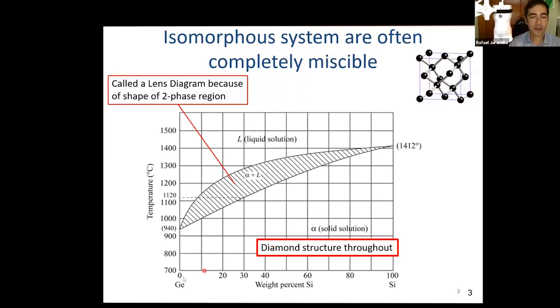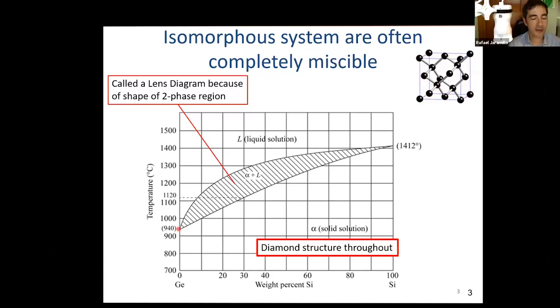Here's another point. The y-axis here tells you something about pure germanium because it's 0 weight percent silicon. All right. So what does it tell you about pure germanium? What can you learn about pure germanium from just this y-axis alone? It has a melting temperature of about 940. Right, you learn its melting temperature. Because this is a little slice of the pure germanium phase diagram.